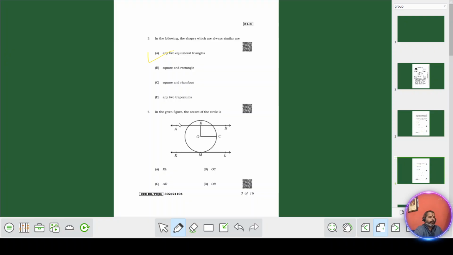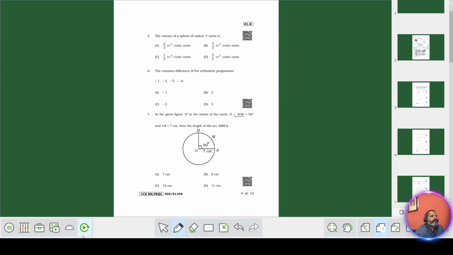Okay, the fourth one is different. It's not repeated. The secant. What do you mean by secant? Secant is a line which passes through the circle at two distinct points. Looking at the figure given, KL is a tangent, OC is a radius, OR is a line drawn from the center to AB. AB is a secant here. So AB is a line which passes through the circle at two distinct points. It should cross the circle. Clear?